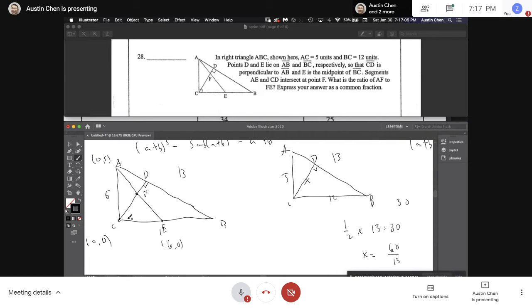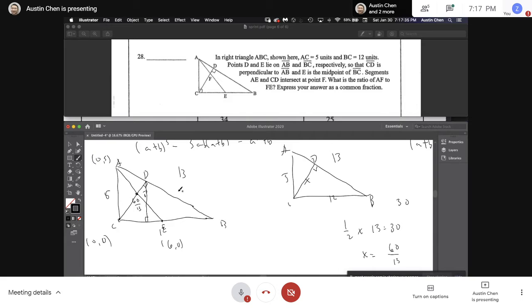So then we can get the length of CD. Okay, and then if we drop this line down, okay, yeah, this triangle is going to be similar to the larger ABC triangle.